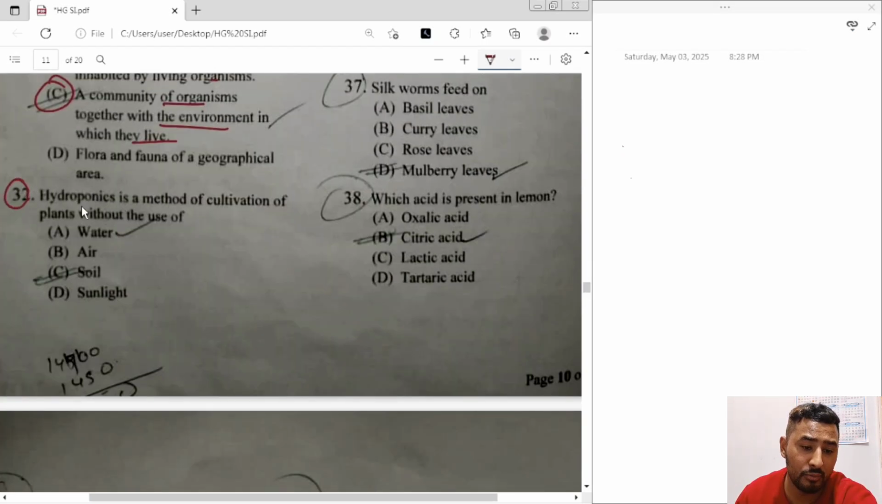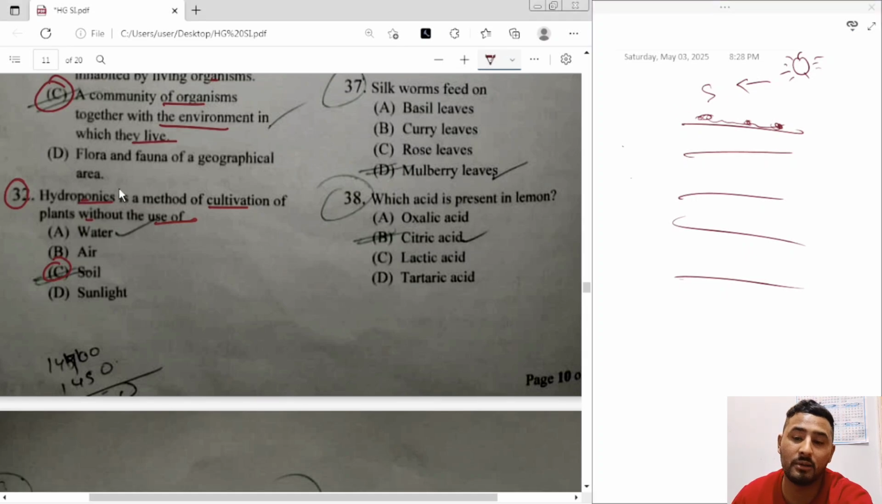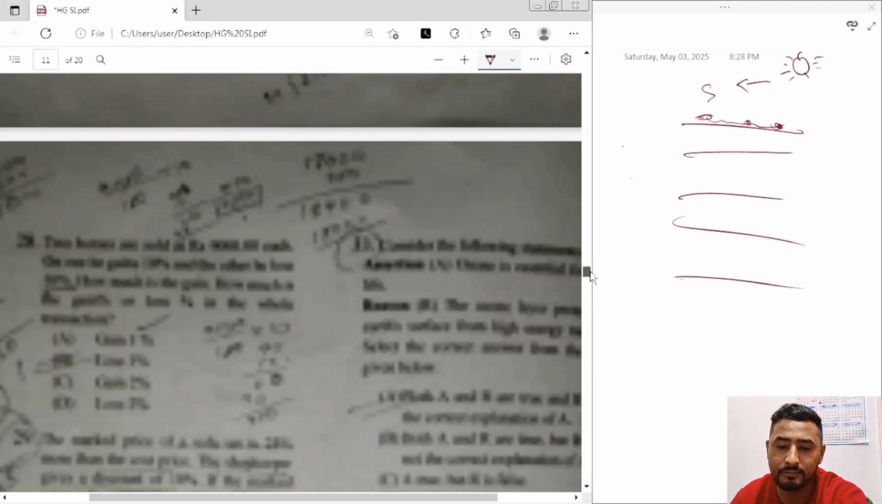Let's see number 32. Hydroponics is a method of cultivation of plants without the use of what? Without the use of soil. In hydroponics you have some kind of tray, and in this there will be water only, water full of nutrients. They add the nutrients already in the water, and the plants are planted. No requirement of soil, but air is necessary, sunlight is also necessary. No soil is required for hydroponics. Remember. Let's go to the next.